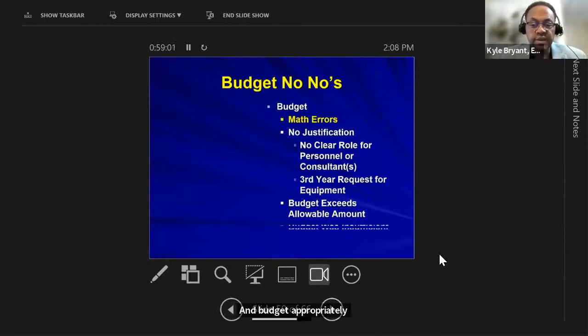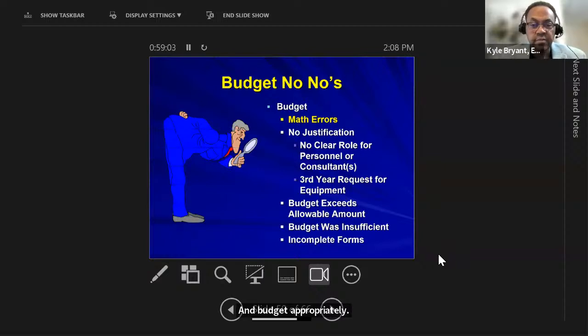Some budget no-nos to be considerate of: math errors. That's why I said to use Excel or some sort of spreadsheet software and get someone who is proficient with doing that if you don't have that skill set yourself.